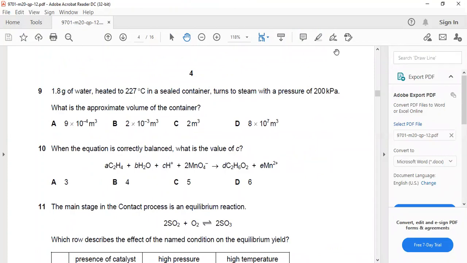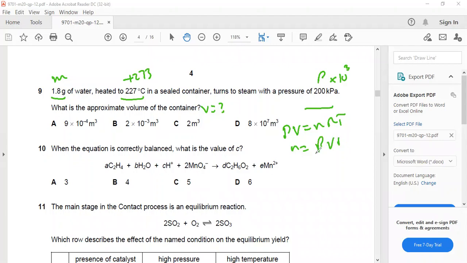Question 9 is about states of matter. I think it's quite easy. So the mass is 1.8 gram, the temperature is in Celsius, so you add 273. And the pressure is multiplied by 1000, so it will be in Pascal. Volume is required. PV is equal to nRT.